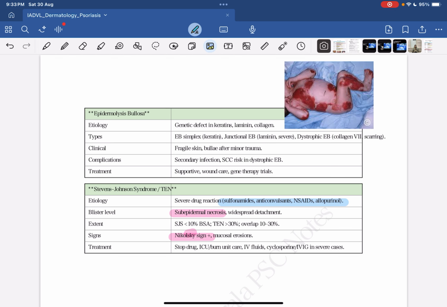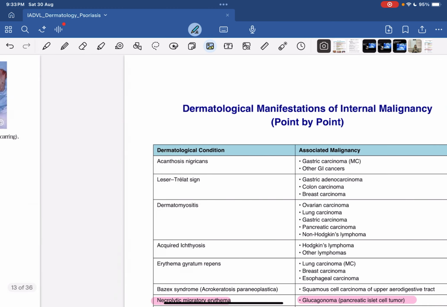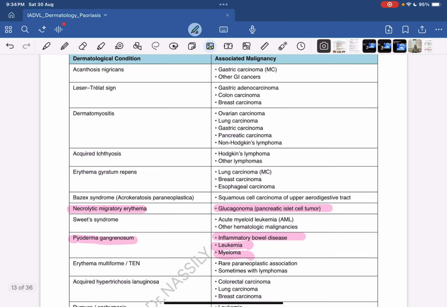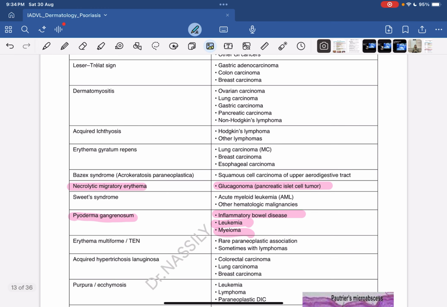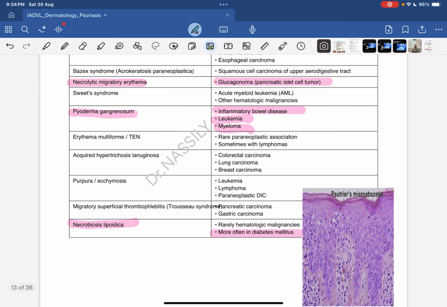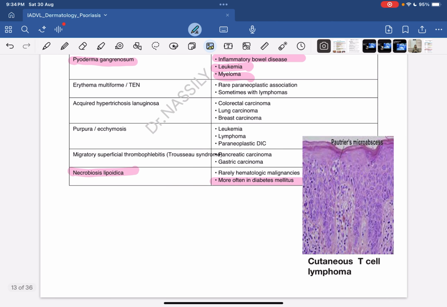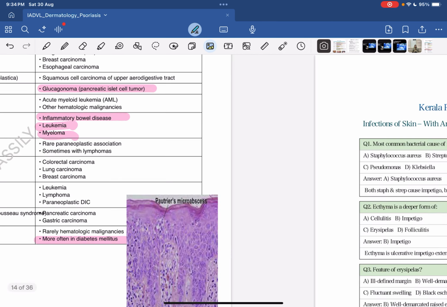Stevens-Johnson syndrome has already been discussed. Then, coming to dermatological manifestations of internal malignancy, remember necrolytic migratory erythema is seen in glucagonoma, a pancreatic islet cell tumor. Pyoderma gangrenosum is seen in inflammatory bowel disease, leukemia, and myeloma. Necrobiosis lipoidica is seen in diabetes mellitus. Pautrier microabscess is seen in cutaneous T cell lymphoma.